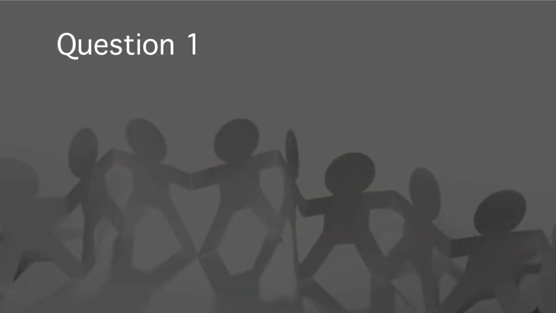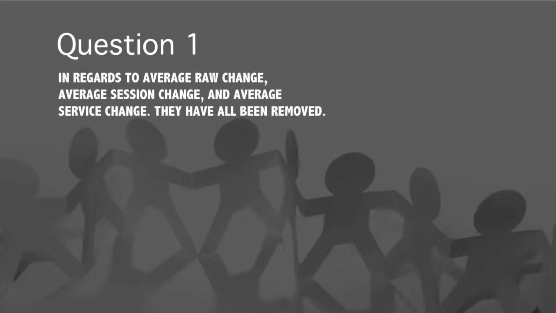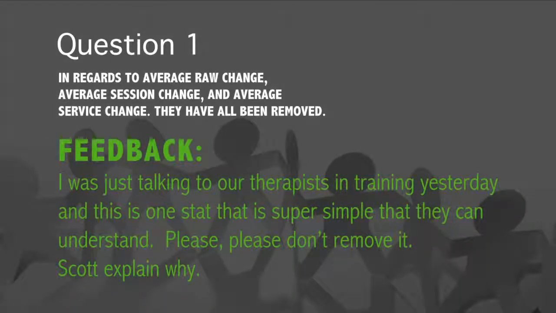So the first question is in regards to average raw change, average session change, and average service change. They've all been removed. People don't like it when we remove things. So the feedback is, I was just talking to our therapists in training yesterday, and this is one stat that is super simple that they can understand. Please don't remove it. Scott, can you talk a little bit about why we don't want people really looking at those anymore, and what that can do?